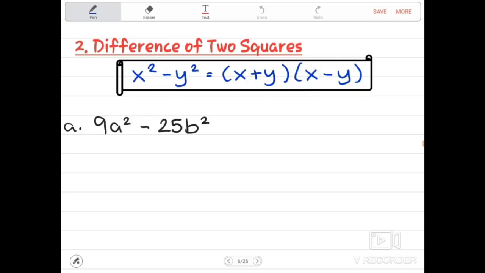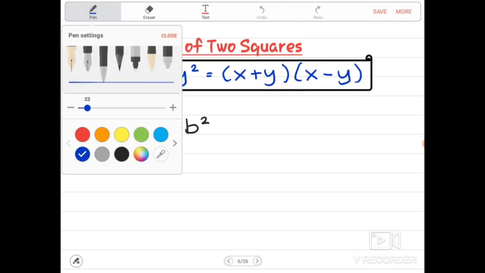Letter A, 9a squared minus 25b squared. So, do we have common 9 and 25? Wala. A squared, b squared? Wala rin. So, the first type of factoring, common monomial factor, is not applicable in this problem. So, let's proceed to number 2, difference of two squares. First term, is it a perfect squared? Yes. Second term, is it a perfect squared? Yes. So, sa variable, paano ba natin malalaman kung perfect squared ang variable? If the exponent is an even number or that is divisible by 2.